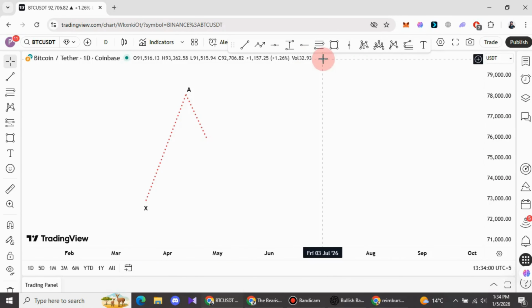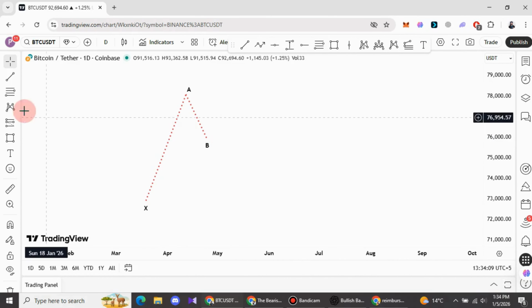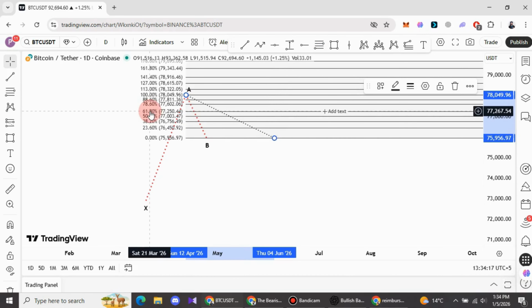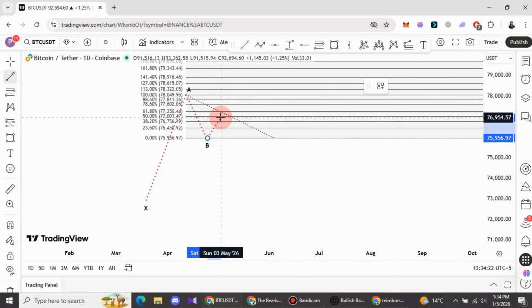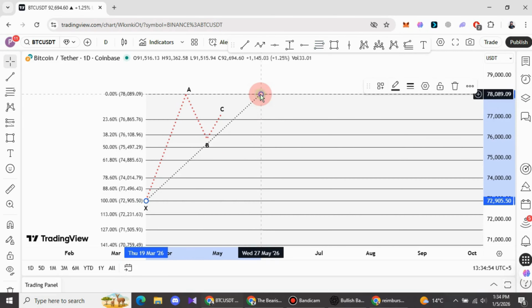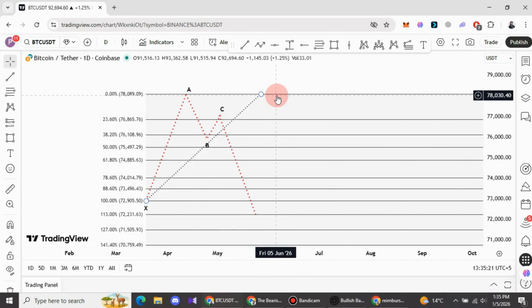After point B, price moves upward to form point C. Point C is measured as a Fibonacci retracement of the A to B leg and must remain between 38.2% and 88.6%. Point D is the final completion point of the pattern. In the alternate bullish bat, point D forms at the 1.13 Fibonacci retracement of the XA leg. This zone is called the potential reversal zone, where buyers are expected to enter the market.